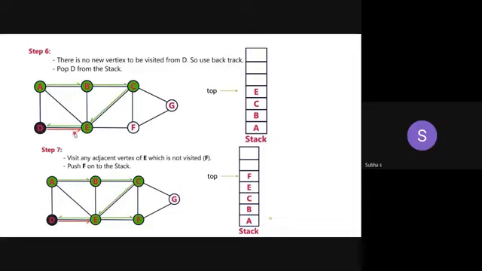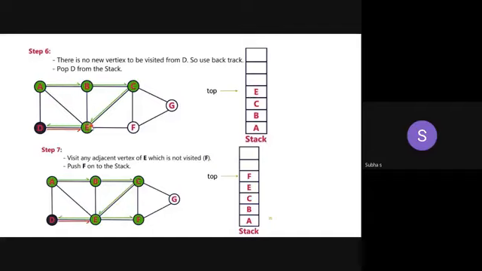So use backtrack. What are you going to do? Because you are at position D now, there are no more unvisited vertices. What you have to do is pop that vertex from the stack. At this point only you do the pop. If there are no more adjacent or new vertices to be visited, pop the element. So now D will be popped, D will be removed from the stack. Now top is pointing to which element? E. So come to that E.